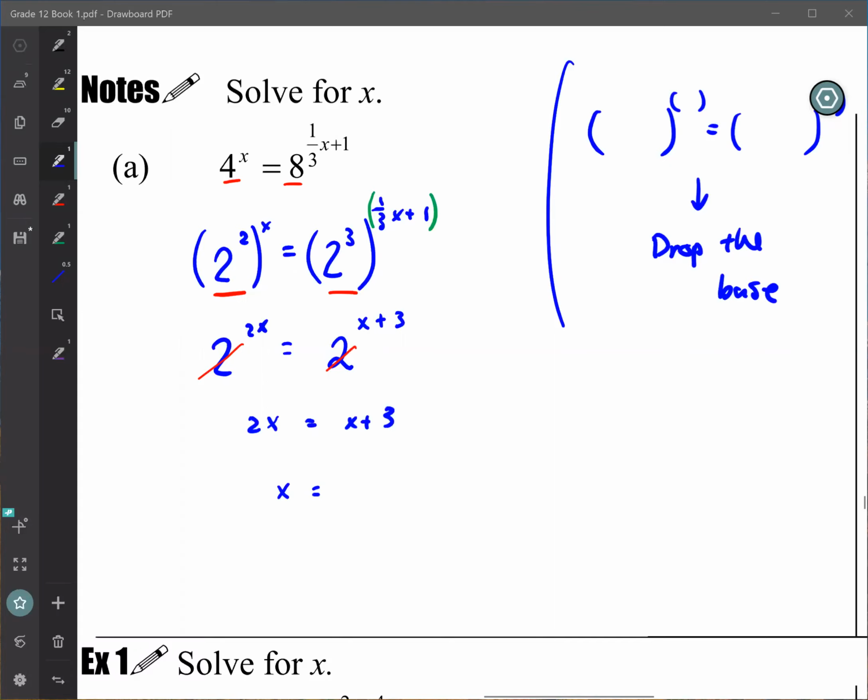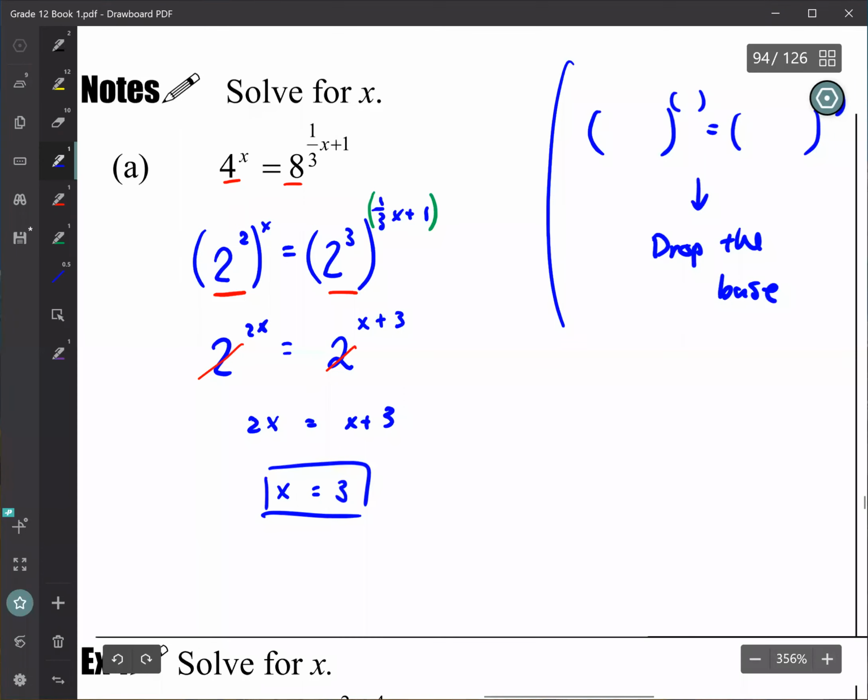I got 3. You got 3, right? So this one should be an easy one, right? You just move it over, okay? And then if you want to check if your answer is right or wrong, then you can sub it back into the questions, okay?